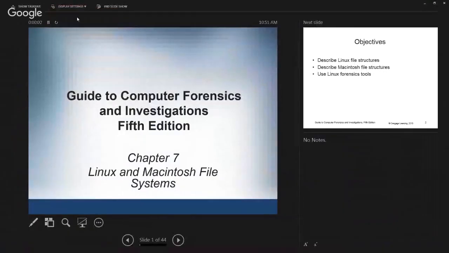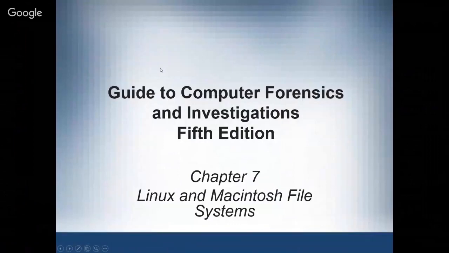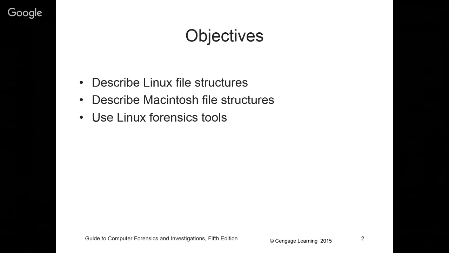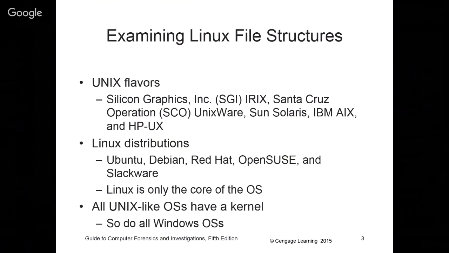Let me flip this around. All right, where we describe Linux and Macintosh file systems, the file structures, Macintosh structures, and Linux forensics tools. Unix flavors include Irix, Santa Cruz, UnixWare, Sun Solaris, IBM, and HP-UX, and Linux is based off Unix: Ubuntu, Debian, Red Hat, SUSE, Slackware, CentOS. There are tons of Linux distributions.